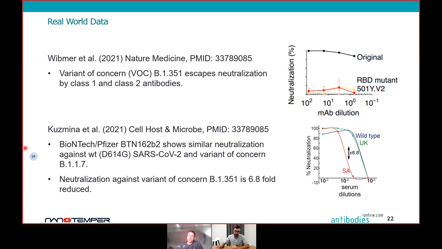There's this first study here on the top from Israel, in which the authors came to the conclusion that the variant of concern B1351 does indeed escape neutralization by class 1 and class 2 antibodies. And in the second publication from South Africa, the BioNTech Pfizer mRNA vaccine was shown to efficiently neutralize SARS-CoV-2 wild type as well as the B117 alpha variant. However, in comparison, neutralization was reduced almost by 7-fold with the B1351 beta variant. There's actually more data since then, but just as an exemplary data set, I thought I'd leave it at this.